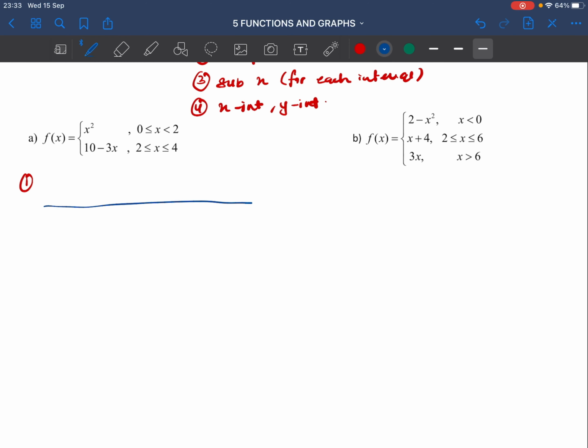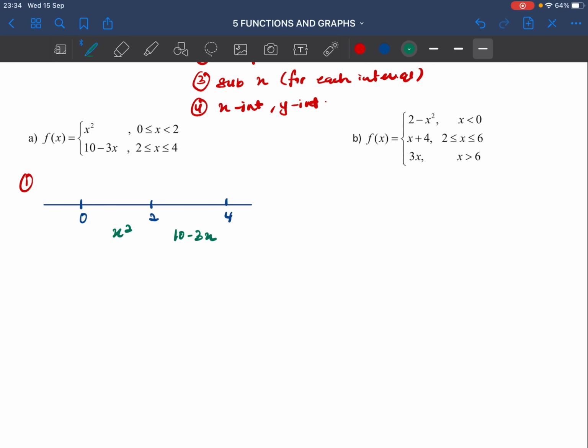Kita buat macam number line. So we know that here we have 0, 2 and 4. So we put 0, 2, 4 here. Okay, so that is our interval. So for x is between 0 and 2, the function is x square. And for x is between 2 and 4, we have 10 minus 3x.